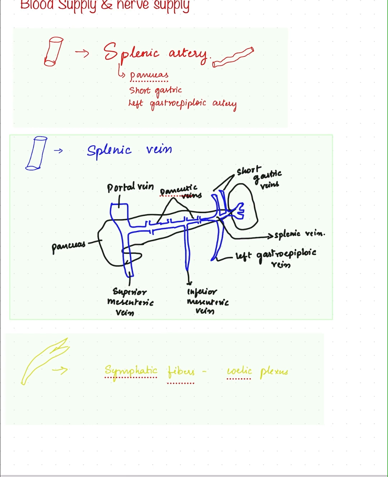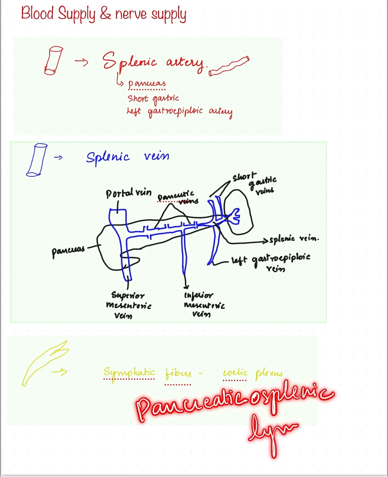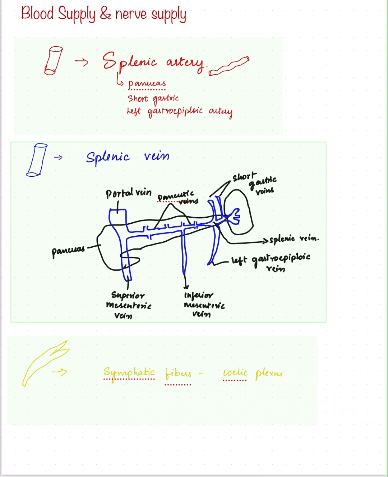Coming to the nerve supply. Spleen is supplied by sympathetic fibers which are derived from the celiac plexus. These are vasomotor in nature. So lymphatics, the spleen proper has no lymphatics, but a few lymphatics arise from the connective tissue of capsule, which also include the trabeculae, and they drain into the pancreatico-splenic lymph nodes. So that was about all the supplies of the spleen.